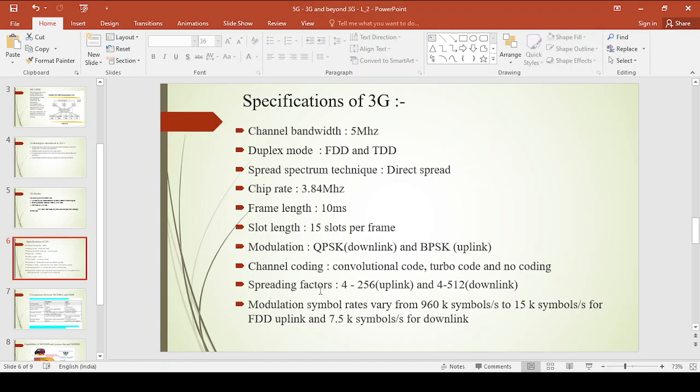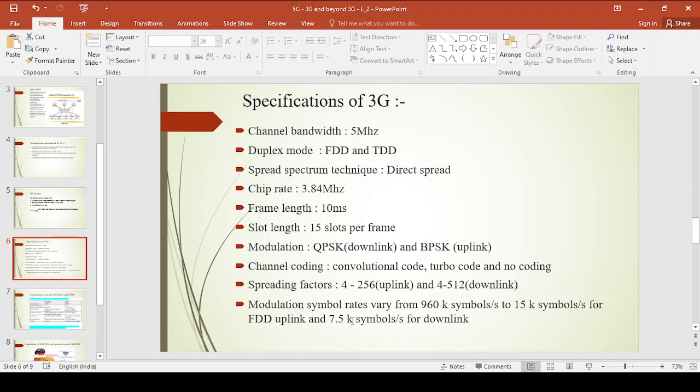As you increase the spreading factor, the data rate will decrease. As you decrease the spreading factor, the data rate increases. That's why a lower spreading factor is preferred for your 3G system.